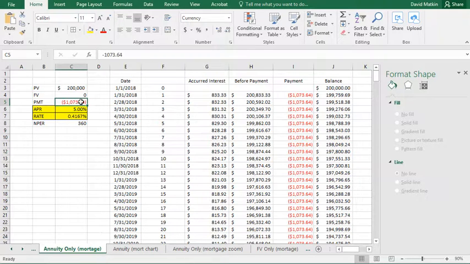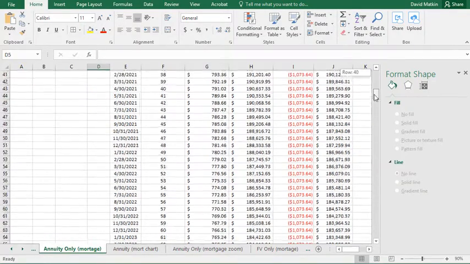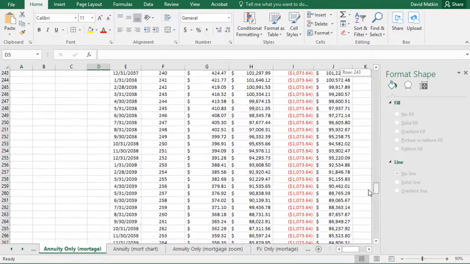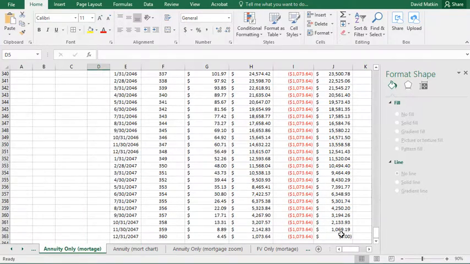of $1,073.64. And just to show you that we do get down to zero, we'll scroll down here and you'll see that on this 360th payment, that $1,073.64 gets us right to zero. That's the future value we were wanting.